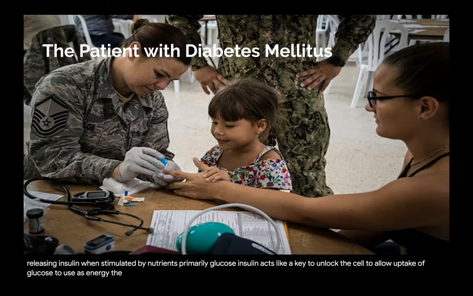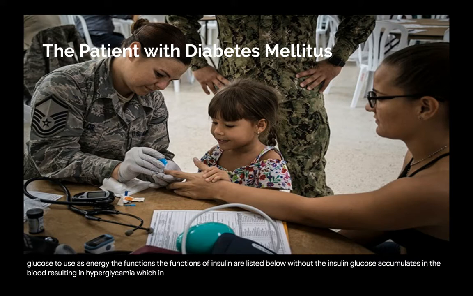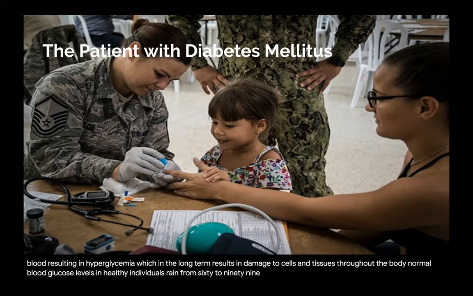The functions. The functions of insulin are listed below. Without the insulin, glucose accumulates in the blood, resulting in hyperglycemia, which in the long term results in damage to the cells and tissues throughout the body. Normal blood glucose levels in healthy individuals range from 60 to 99, and hemoglobin A1c is less than 5.6%.